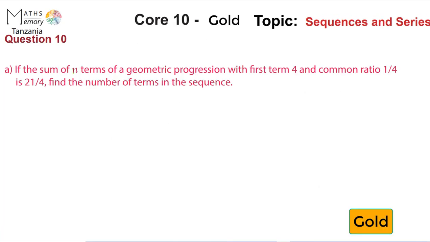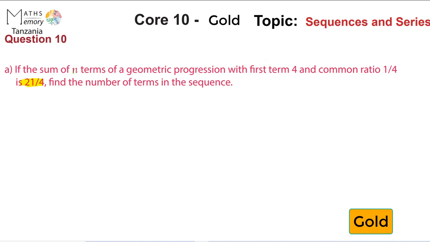Question 10, core 10. Press pause. Let's write the silver question down on sequences and series. Press play when you have done it. So this is all about a geometric progression and finding out the nth term over here, which has a certain summation of 21 over 4. So how many terms will you need in this geometric progression to get to this number over here?